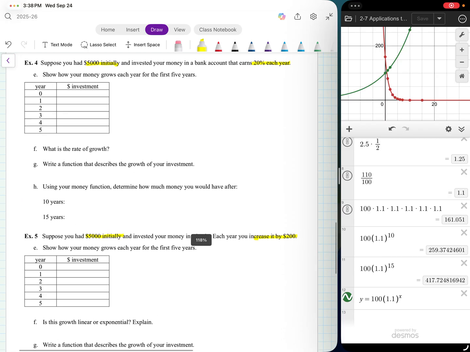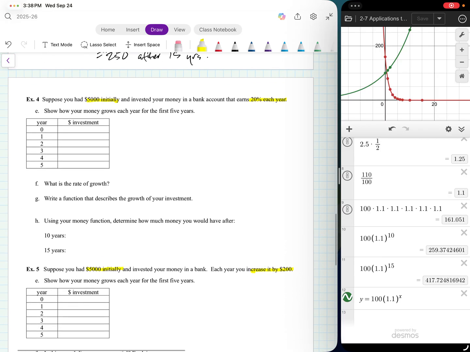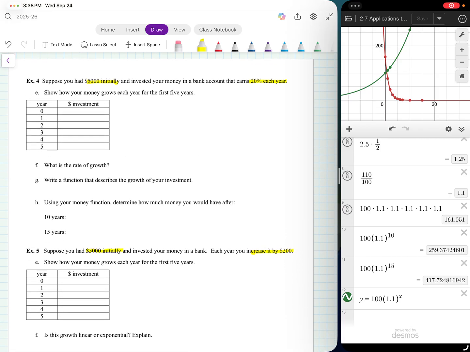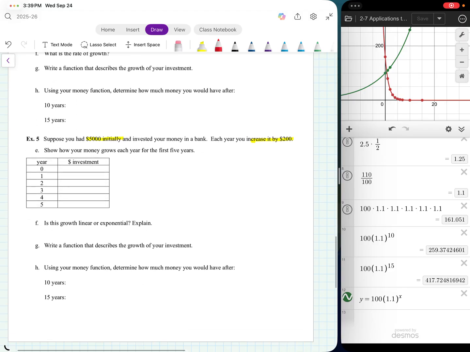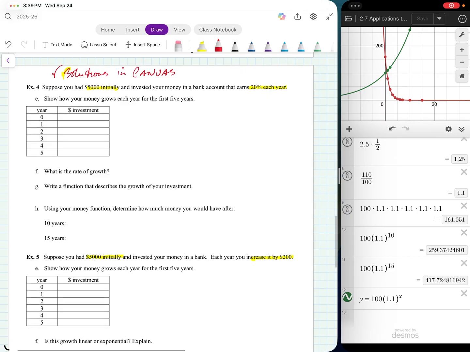So go ahead and work on these. I'm going to stop the video here. I want you to check solutions in Canvas. That's where they're all located. I'll post them in there, because the video stops here. And then after that, go ahead and submit your work, as you guys always do.